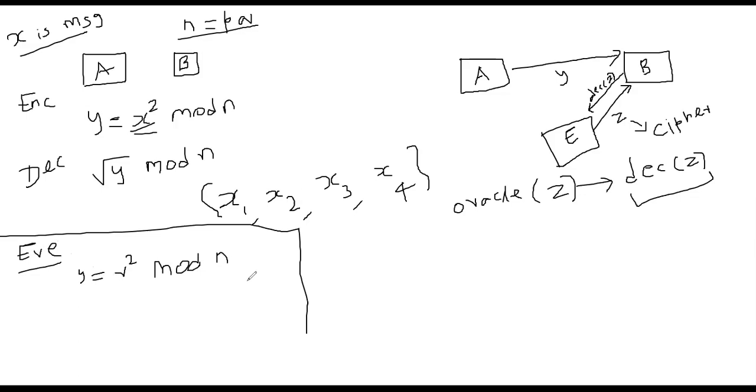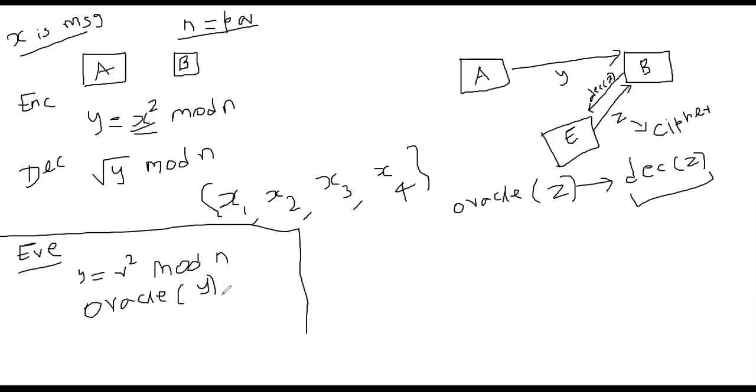Eve can compute this easily, right? N is public, R is a random number she picked, and she will now submit this Y to the Oracle and ask the Oracle, please decrypt this for me. Okay, the Oracle is the chosen ciphertext attack scenario. You may think that there is no benefit of this because Oracle of Y is going to give back R, right? But that's not always the case.